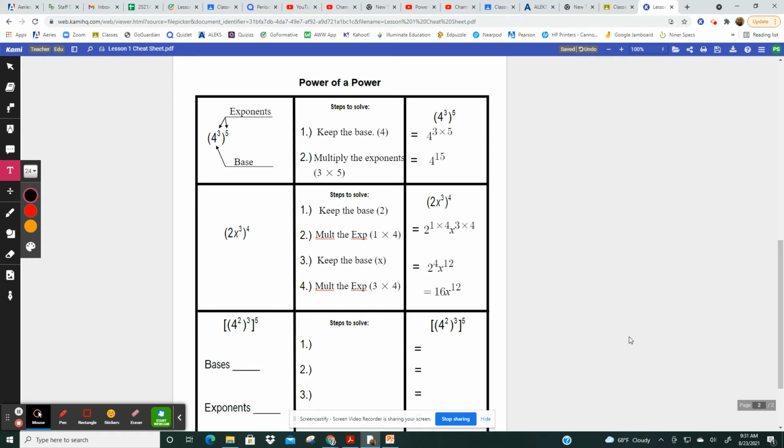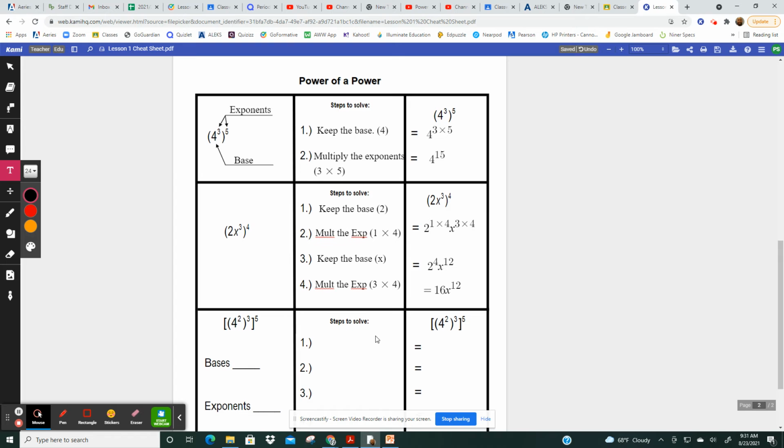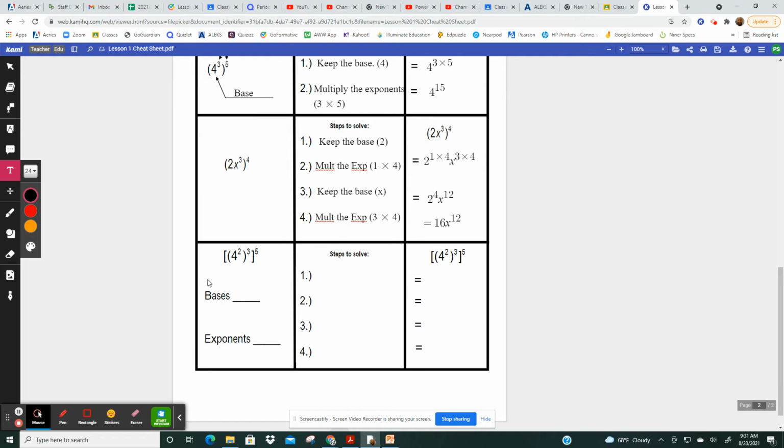If it was 2 to the 10th or the 20th, or 5 to the 8th, that's too big. Don't worry about it. We'll just do the easy ones. 2 to the 4th is definitely doable. All right, so last one here.